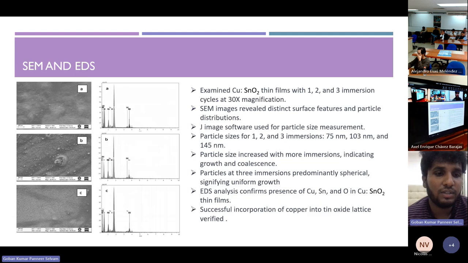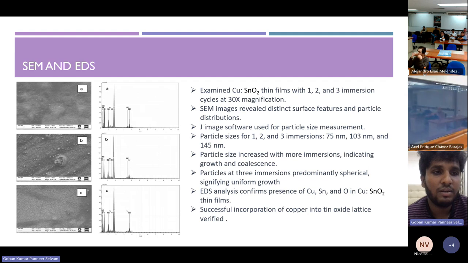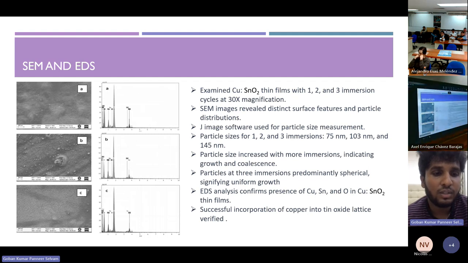The same analysis of copper doped tin oxide for the three different immersions. In the thin film of tin oxide, it shows good spherical shapes and agglomeration, but after doping with copper, the tin oxide film is covered with copper and the spherical shapes slowly disappear. In immersion 2 and immersion 3, the copper is uniformly spread over the thin film, and EDX confirms the copper and the tin are present in the material.